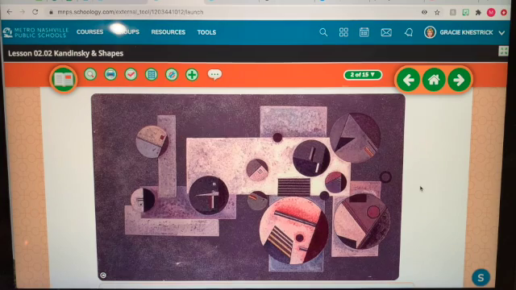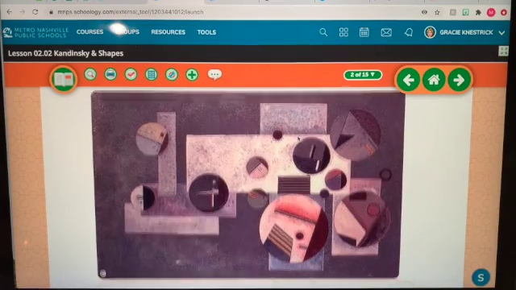There are overlapping shapes. I see lots of circles. I see some rectangles. I see a little bit of a triangle right here. It's not the type of triangle we might normally see, but it's got three sides. So it's a triangle. There's a triangle right here. So we've got circles and rectangles in this piece.